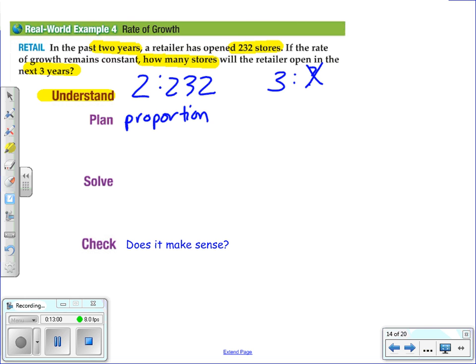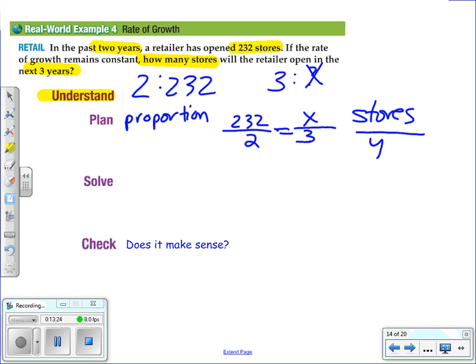Why not? Proportions are great for solving so many different kinds of problems. So there are 232 stores in 2 years. How many stores will there be in 3 years? So this is stores on top and years on the bottom, right, guys? All right? So always keep the same unit of measure, whether it's stores or years, on either the numerator or the denominator. So to solve it, right, we'll just cross multiply.